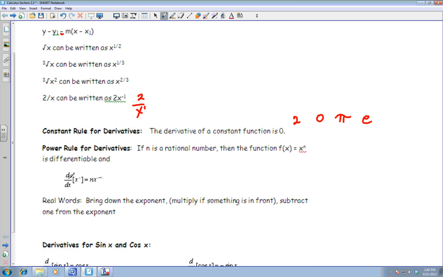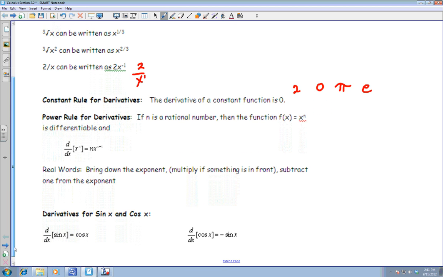The d stands for derivative. The bottom part, dx, tells me I'm in terms of x. So x is going to be my variable. Here's my problem. X raised to some power n. So look at what they did. They took my n and put it down in front, and then they subtracted 1 from that exponent. So here's the power rule in real words. Bring down your exponent, multiply if something is already in front, subtract 1 from your exponent.